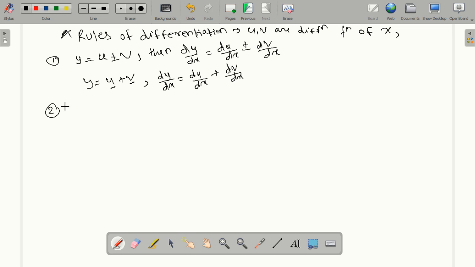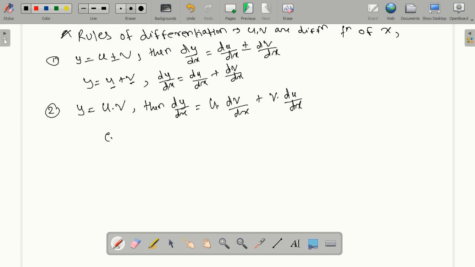This is the first rule. The second rule states that y is u into v. So basically it is a multiplication of u into v. Then dy by dx is given as u into dv by dx plus v into du by dx, right? So if y is equal to u into v, then dy by dx is equal to u into the derivative of v with respect to x plus v into the derivative of u with respect to x.